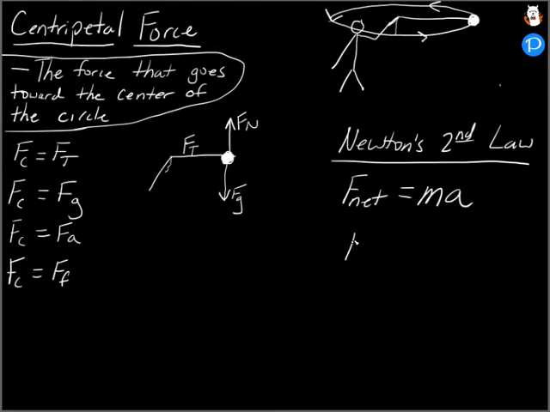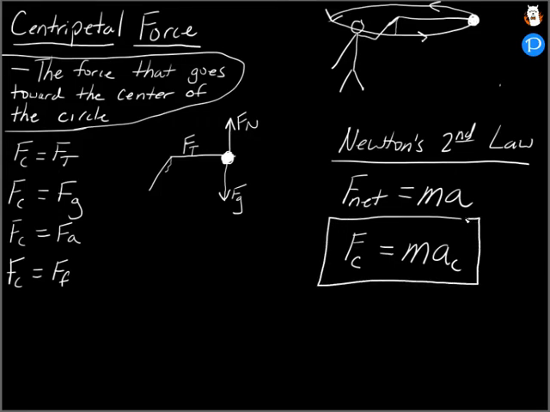So we can say the net force in all of these circular moving cases, the centripetal force, is equal to mass times the centripetal acceleration. This is going to be our base equation for solving problems like this, to figure out what the centripetal force is. I can use Newton's second law for that. So let's use this for an example.